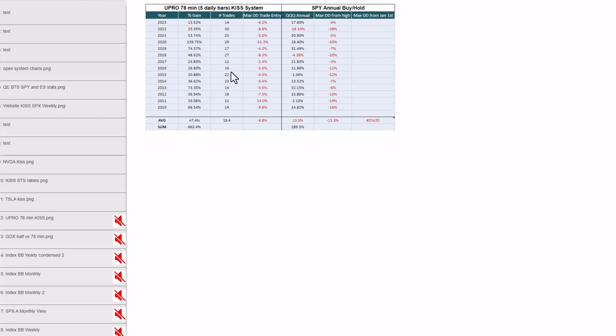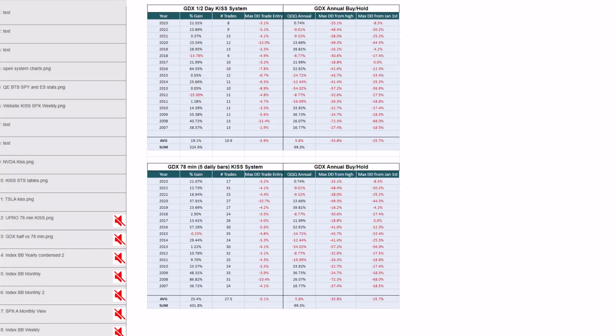Next, image number 13. Here's another one, GDX. Here's a half day and a 78-minute. Now here's the thing about GDX buy and hold you guys may not have noticed or may not have known. GDX, the gold miners index, is not something that you want to buy and hold for the longer term. Here's buy and hold on GDX, and look at this. Roughly half of the years are down years. Think about the general market. Usually 7, 8, or 9 out of 10 years are up years for the market. Bear markets are usually only, like I said, a quarter or 10%, 15% of the general long-term market uptrend.